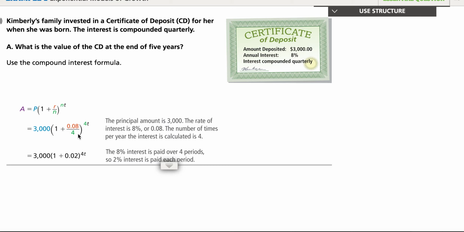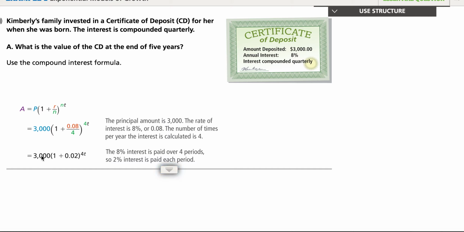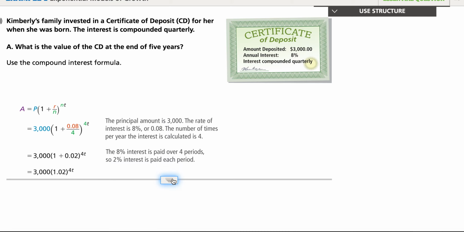And to the power of N times T, N is 4 times per year, and T we'll leave as just a variable. Now, in this case, the 8% interest is paid over 4 periods, so 2% interest is paid for each period. As we get here, 3,000 times 1 plus 0.02 to the power of 4 times T. This is the meaning of 8% in 4 periods. Now, as we add inside parentheses, 1.02 to the power of 4 times T.